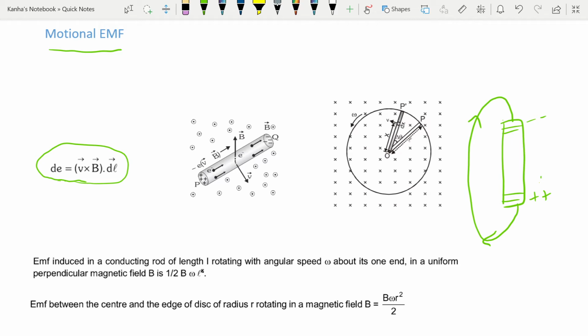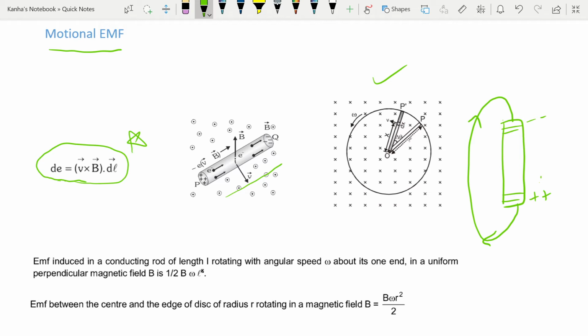These questions will be used whenever you are given a linear velocity or you're trying to rotate a rod or a disc inside a magnetic field. So motional EMF will come into play, but all you need to remember is the quantity, which is this.